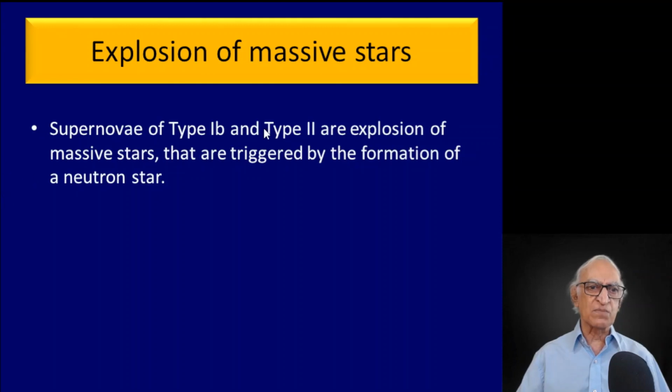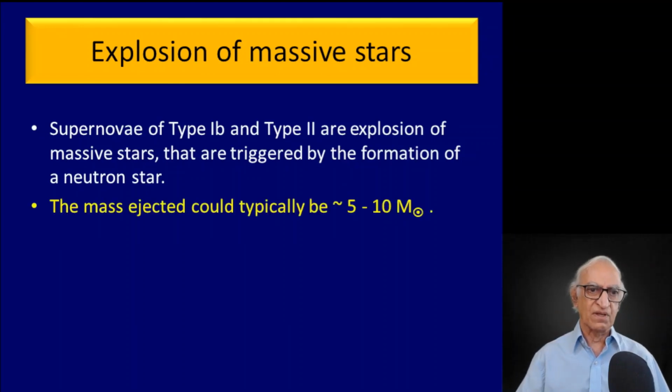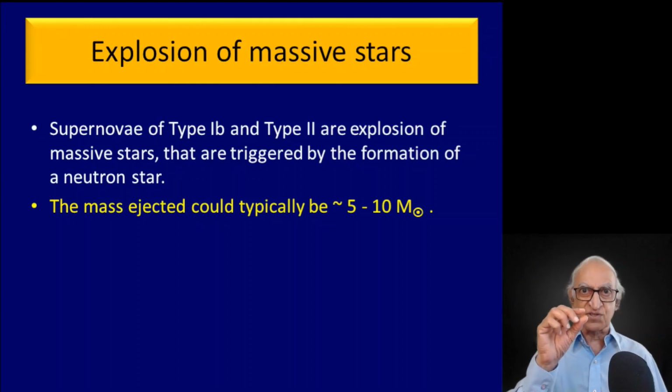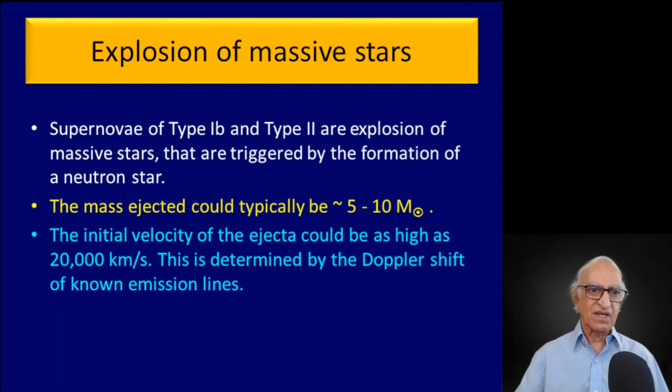Supernovae of type 1b and type 2 are explosions of massive stars that are triggered by the formation of a neutron star right at the center of the star. And the mass in the ejecta could be as large as 5, 10, 15 solar masses, because the neutron star has a mass of only 1.4 solar mass, and the rest of the mass is thrown out into the interstellar medium. Now, the initial velocity of the ejecta can be extraordinarily high, typically of the order of 20,000 kilometers per second.